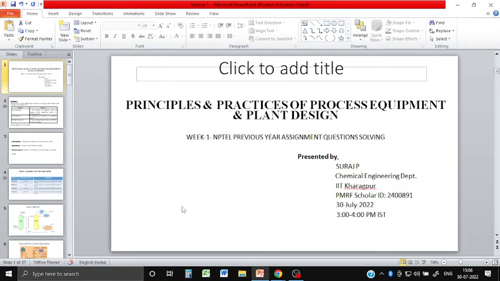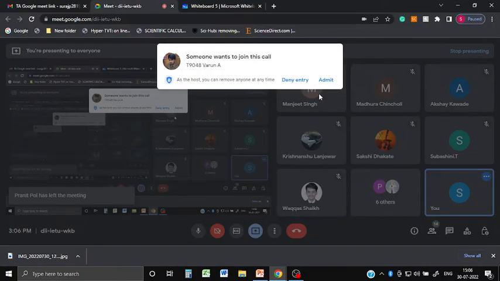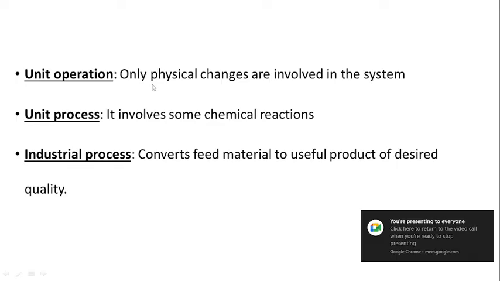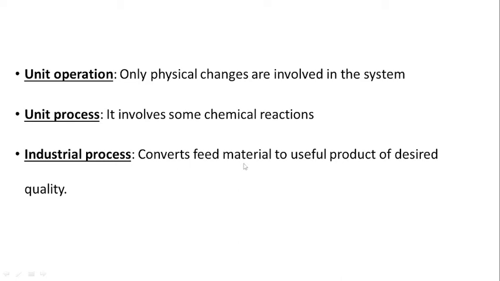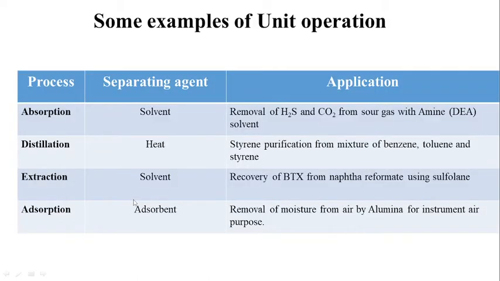These are the definitions of unit operation. Unit operation involves only physical changes in the system. Unit process involves some chemical reaction. Industrial process converts feed material to useful product of desired quality.